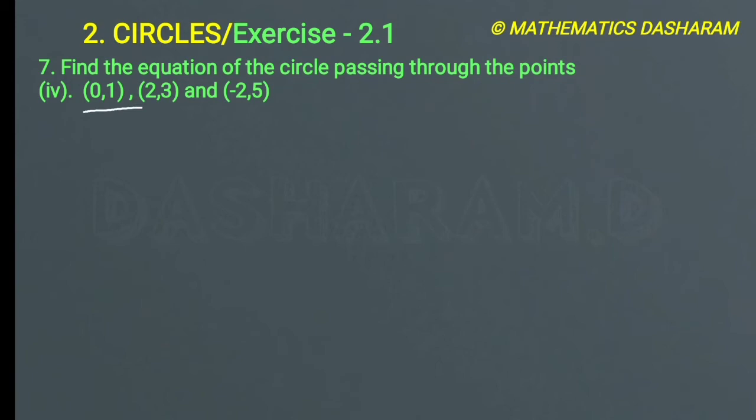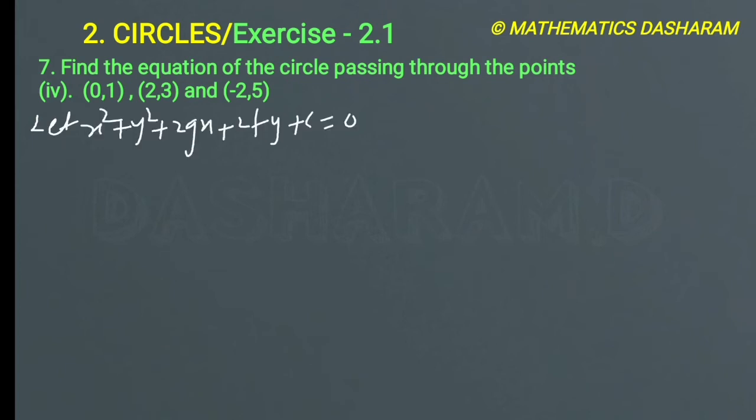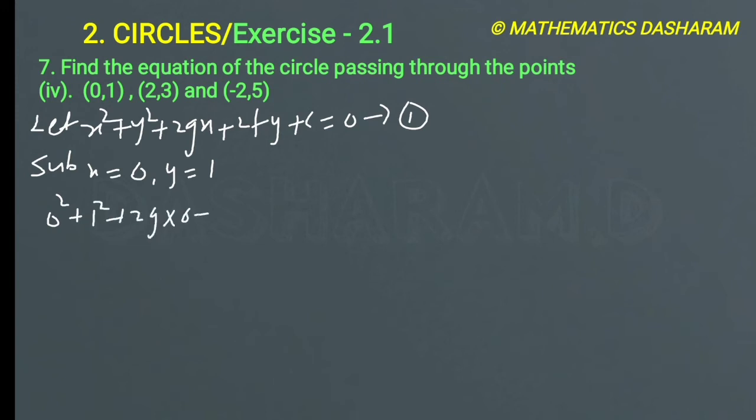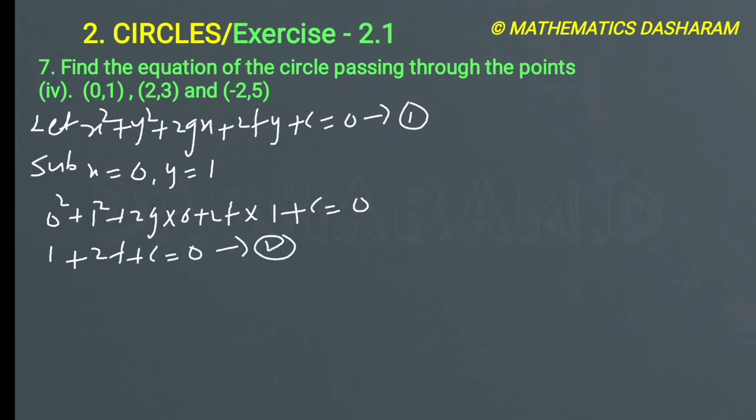Fourth problem: the points 0, 1, 2, 3 and minus 2, 5. So let the general form of the equation of a circle be equation 1. Now substitute the first point. Then 0 square plus 1 square plus 2g into 0 plus 2f into 1 plus c equals 0. So 1 plus 2f plus c equals 0, equation 2.